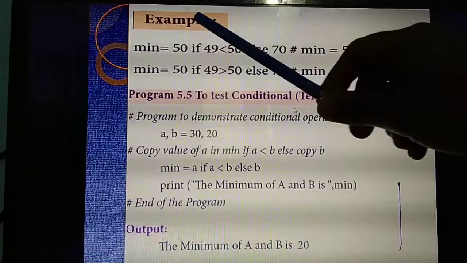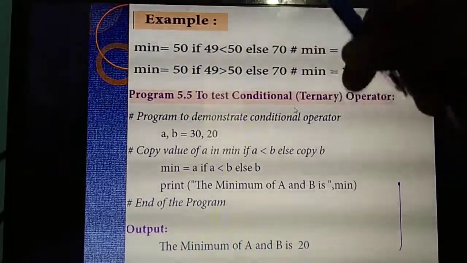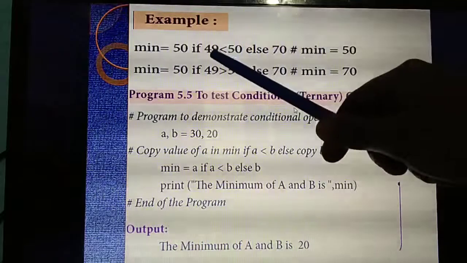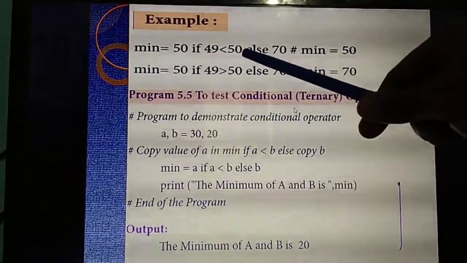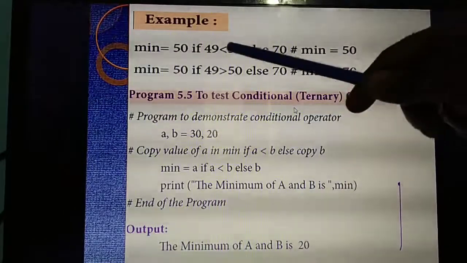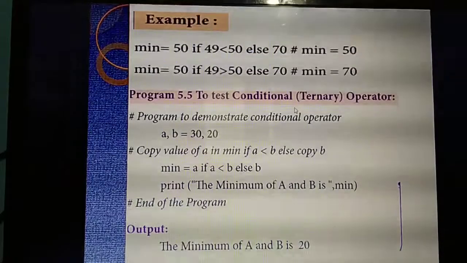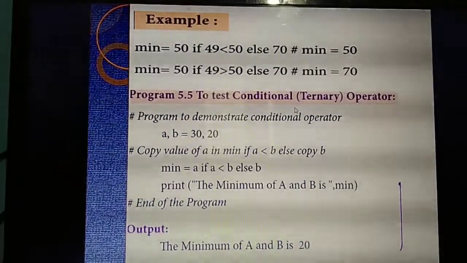Once more I am telling. My condition is minimum equal to 50. For that I am checking the first condition: if 49 less than 50. Is 49 less than 50 or not? Yes, the condition is true, so the else block won't execute. So what's the answer I will get? Minimum equal to 50. Understand?